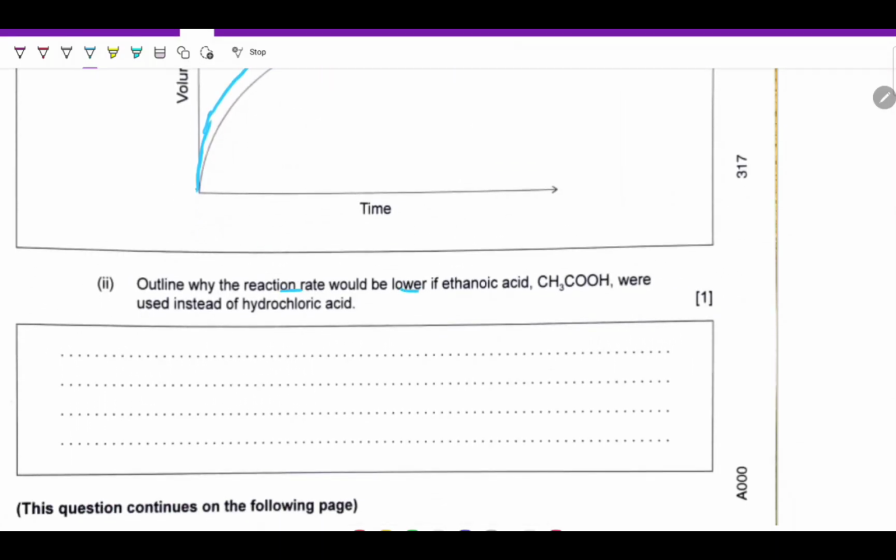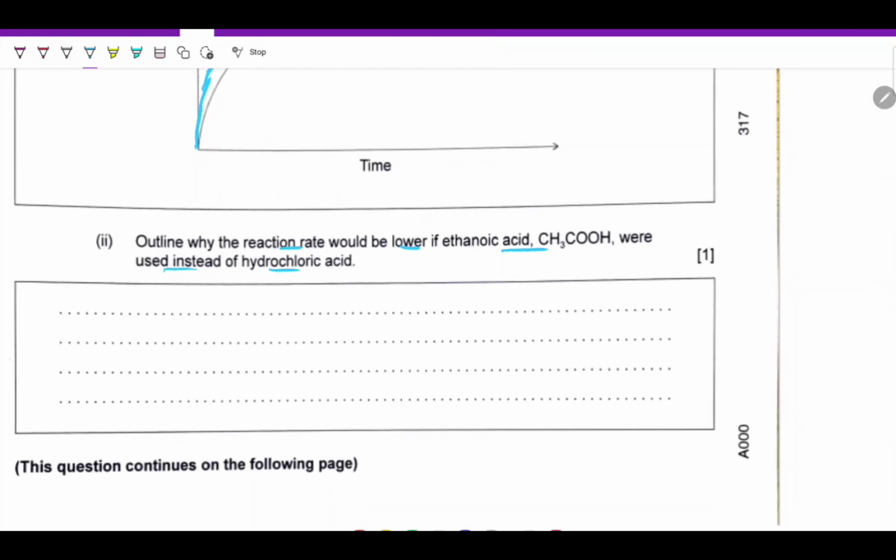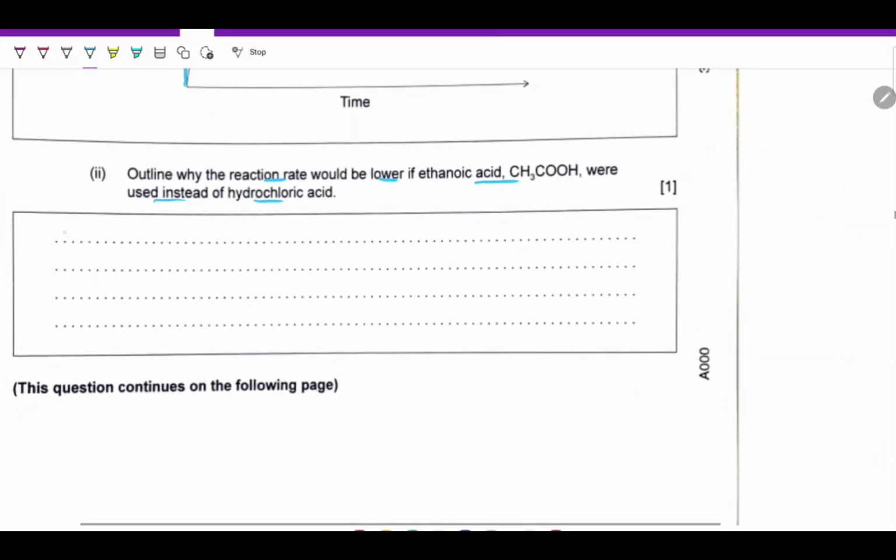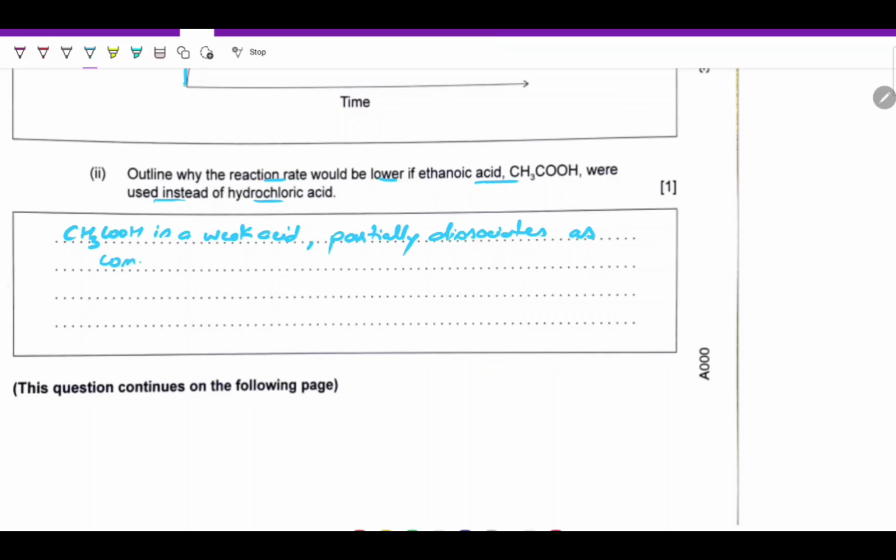Outline why the reaction rate would be lower if ethanoic acid were used instead of hydrochloric acid. Ethanoic acid, CH3COOH, is a weak acid, so it partially dissociates. Its dissociation will be less, whereas HCl, which is a strong acid, completely dissociates.